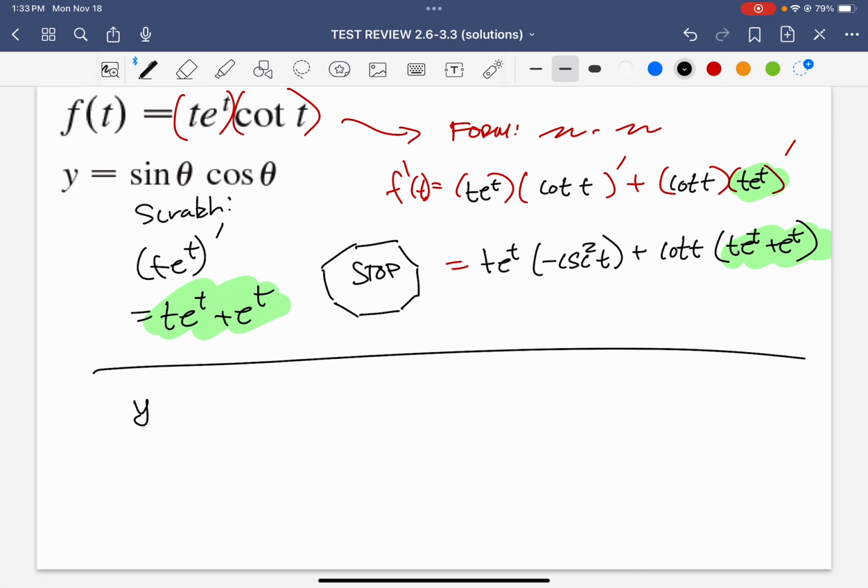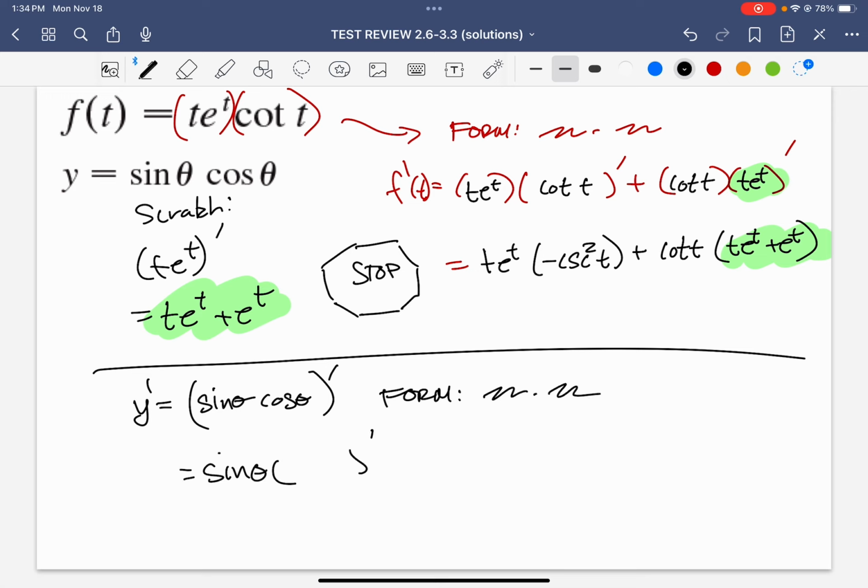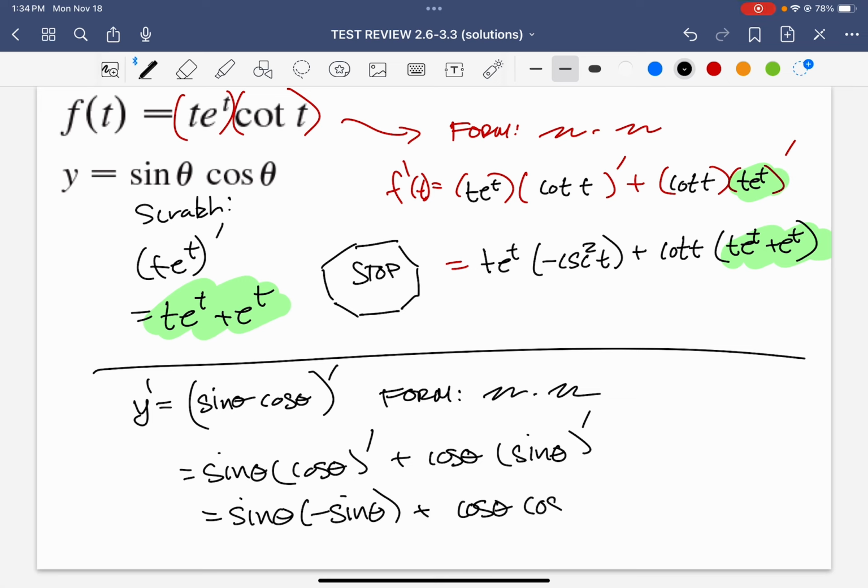And then the last one is sine cosine, super easy. If I take the derivative of sine cosine, its form is product rule. So it's first times derivative of second plus second times derivative of first. The derivative of cosine is negative sine, and the derivative of sine is cosine. So it's going to be negative sine squared plus cosine squared. That's that.